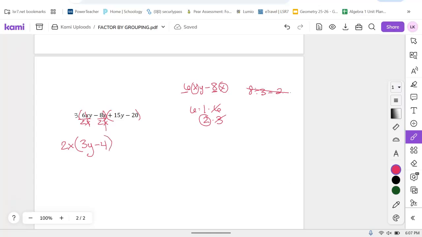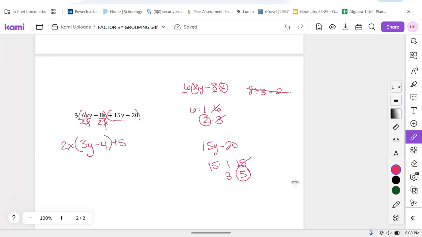Now I'm going to look at the second binomial, which is 15y minus 20. So 15y minus 20. My lowest coefficient is 15. Can I take 20, divide by 15, and get a whole number? No. So again, my factors of 15 are 1 times 15, 3 times 5. I know I can't divide by 15. Can I take 20 and divide by 5 and get a whole number? Yes. So that means I'm going to divide by 5.